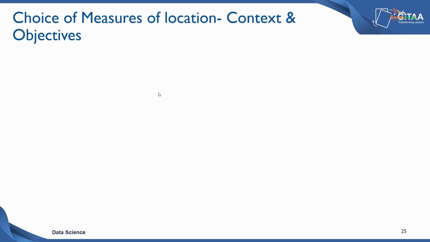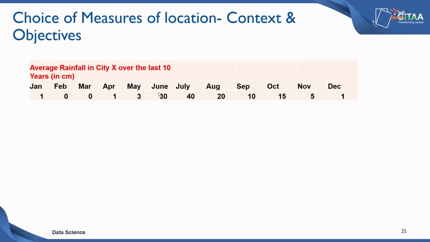To illustrate this, let's look at a very simple data set of an average rainfall in a city X over the last 10 years in centimeters. So essentially we had 10 years of data, monthly rainfall. So we averaged out this data over a period of 10 years. So the January of every year is averaged out, and the February averaged out, and so on. So the data that we have is in the month of January, on an average you get 1 centimeter of rain. In the month of May you get 3 centimeters. In the month of August you get 20 centimeters, etc.